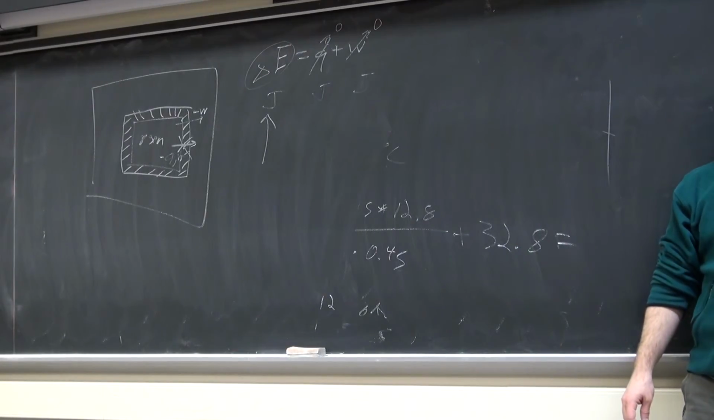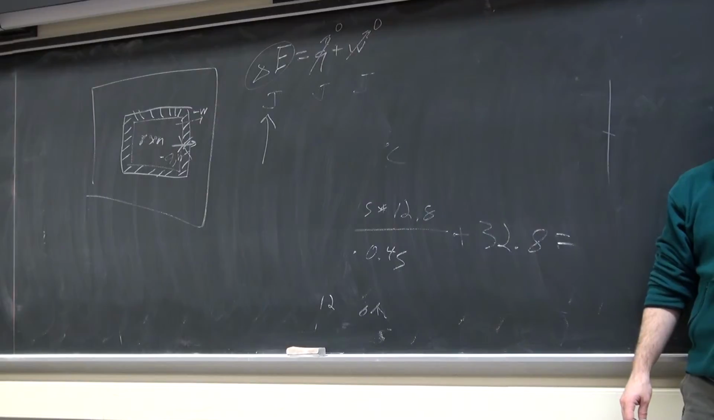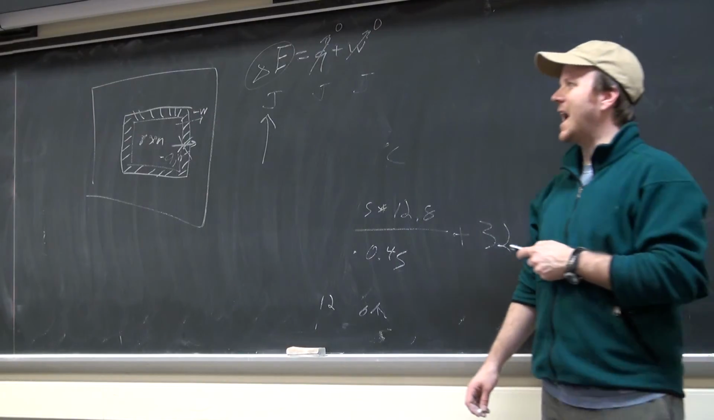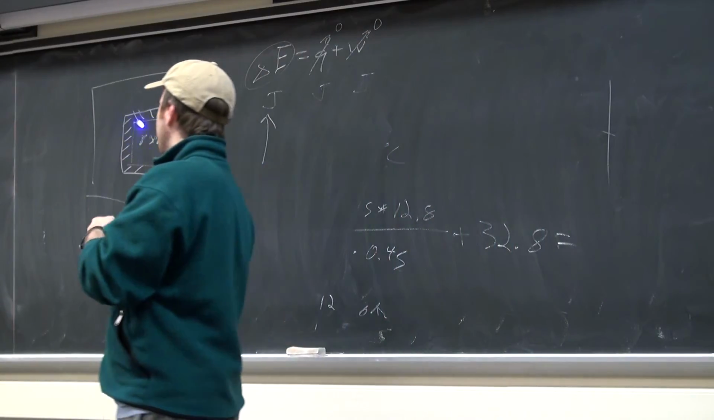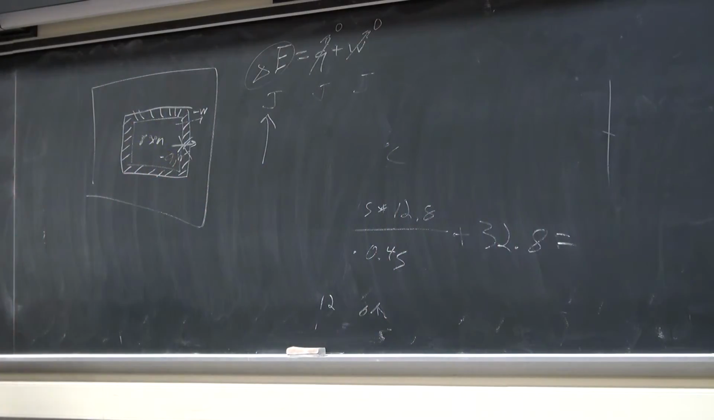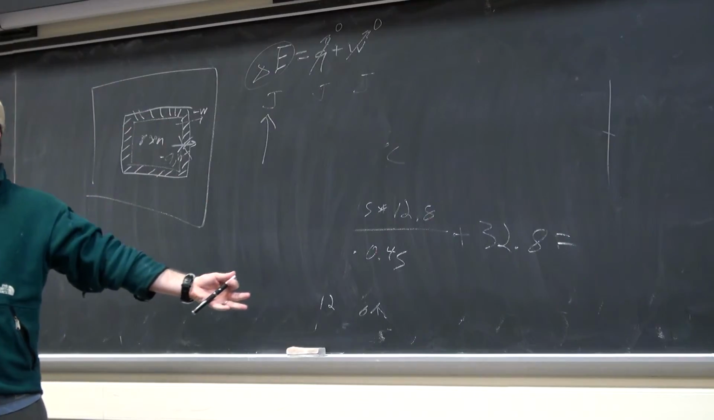So if we deal with a rigid box, we always assume the inside's the system, the outside's the surroundings. If I ask you about a box, usually the system is inside the box and the surroundings is outside the box. Or if I ask you about a house, the system is the house and the surroundings is the outside, right?